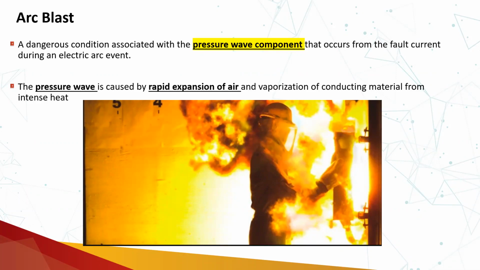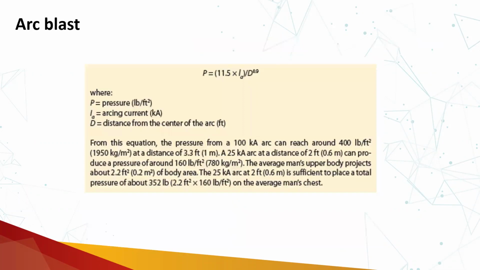So how is it different from an arc flash event? During an arc flash event, there is an energy release, and that incident energy we calculate in calories per centimeter square. During an arc blast event, a high amount of pressure wave is released, and we calculate the arc blast in terms of pressure, in pounds per feet square.